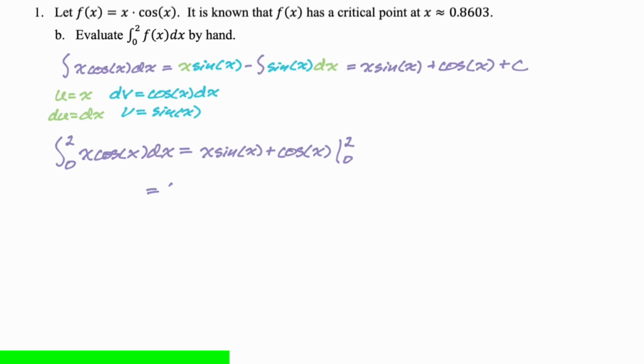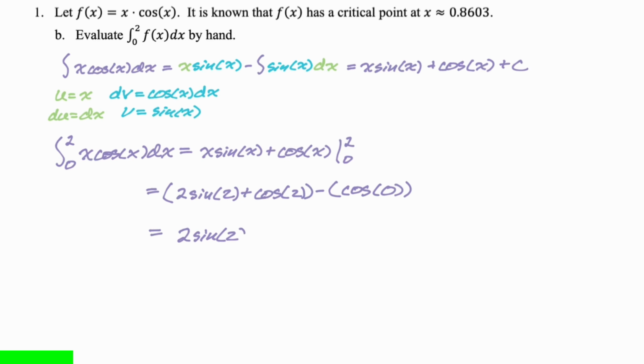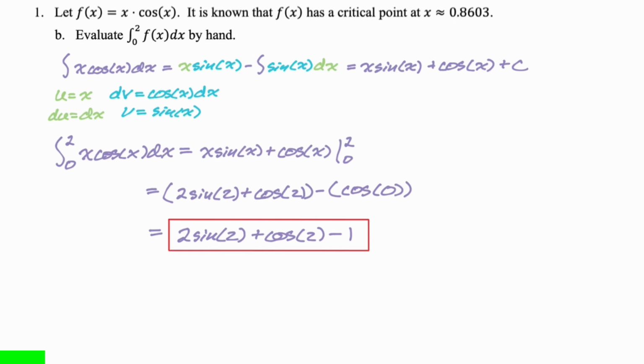When you plug in 2, nothing nice happens. You get 2 sine of 2 plus cosine of 2. Like, what are you supposed to do with that? And then minus, when you plug in 0, almost nothing nice happens, except 0 times anything is 0, and then cosine of 0. So we just get minus the cosine of 0. Cosine of 0 is 1. Make sure you know that. The 2 sine of 2 and the cosine of 2, they don't go anywhere, so that's just what's going to be in our answer. 2 sine of 2 plus cosine of 2, and then minus 1. That's our actual answer to this question.